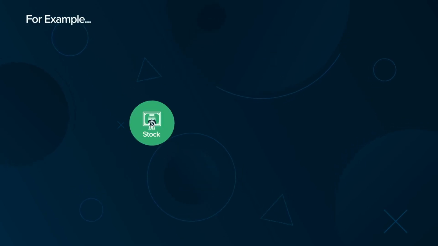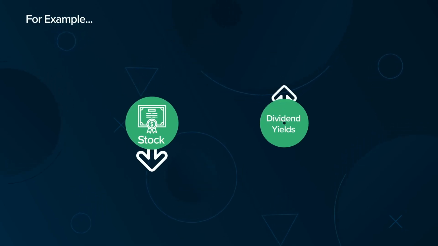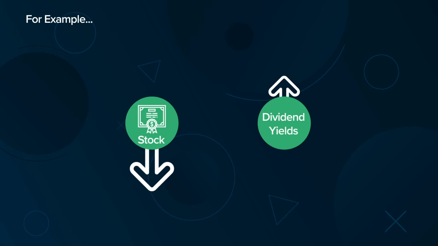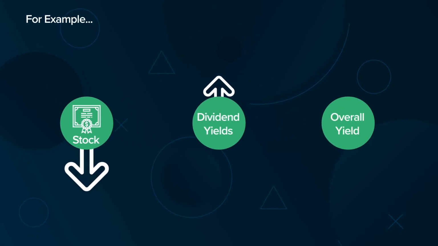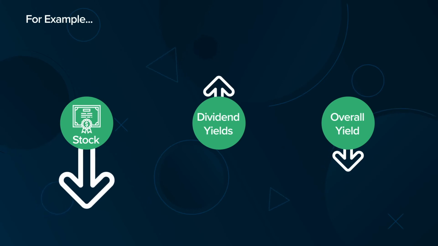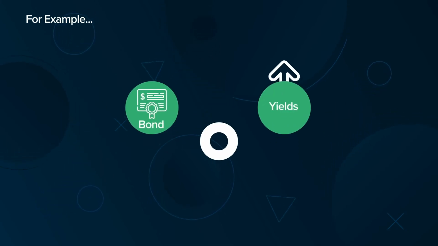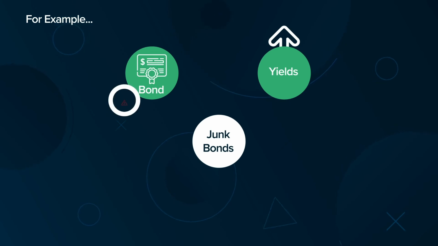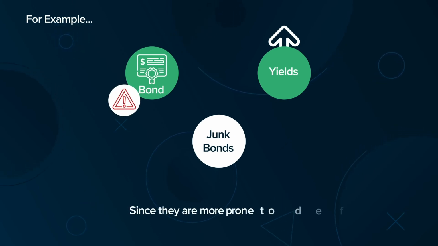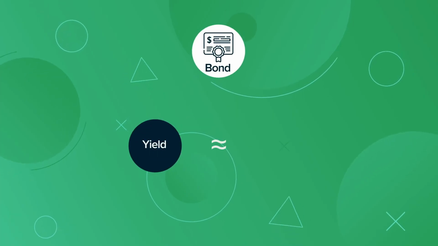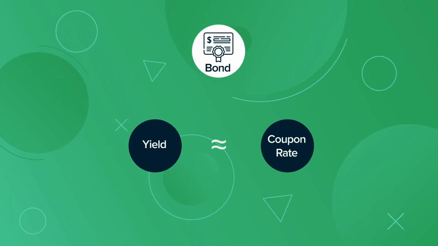A security offering high yields may not always translate to profits for investors. For example, stocks with falling prices may have high dividend yields because the stock's dividend stays the same while the stock's price is declining. Although the dividend yield may be high, the overall yield from the stock investment may be low if the stock continues to decline in price. Similarly, bonds with high yields, generally referred to as junk bonds, have greater risk attached to them since they are more prone to defaults.